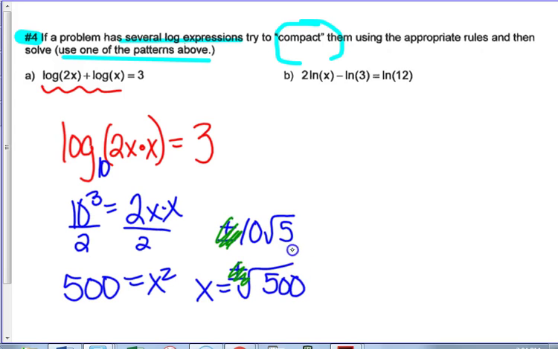All right, so the answer to this is only positive. So you could write the decimal approximation for that. I don't know what the square root of 500 is.